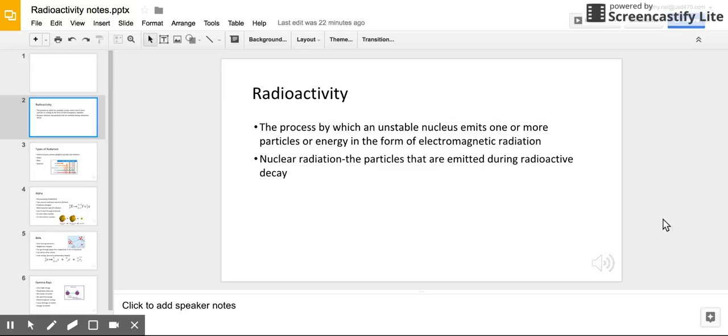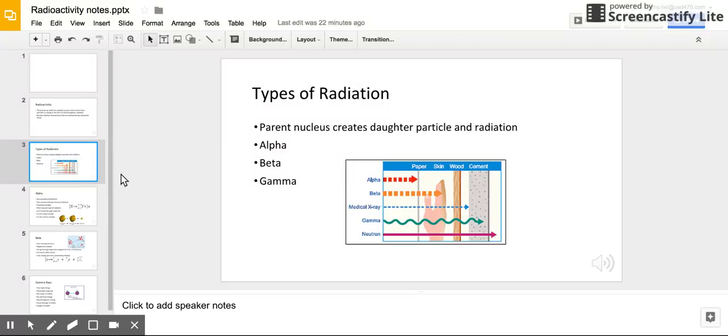Today we're going to be talking about the three types of radioactivity. Radioactivity is the process by which an unstable nucleus emits one or more particles or energy in the form of electromagnetic radiation. Basically, what happens is the nucleus becomes unstable because it becomes too large, or there's just too many neutrons for the number of protons in the nucleus. And the nuclear radiation are the particles that are emitted during radioactive decay. The types of radiation are alpha, beta, and gamma.